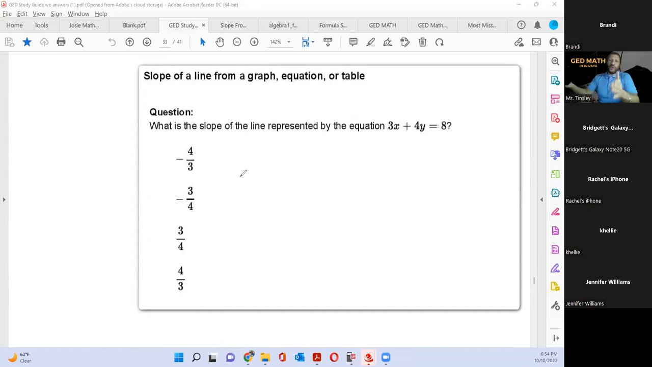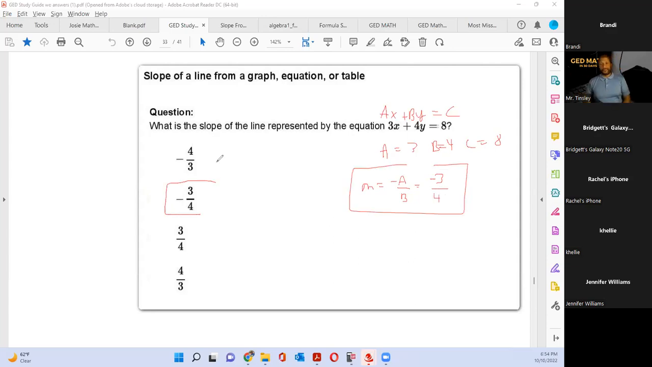You should now know, if you get a problem like this, you should be laughing all the way to the bank, because you should be saying Ax plus By equals C. A is 3, B is 4, C is 8. Find the slope: minus A over B. 3 is A, minus A is -3. B is 4. So my slope is -3/4. Bang, I'm done. And this was on the test.